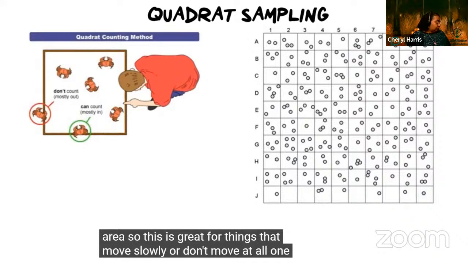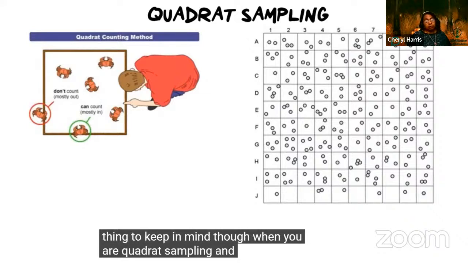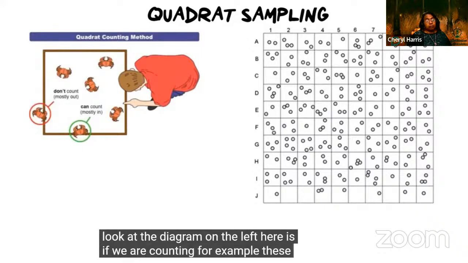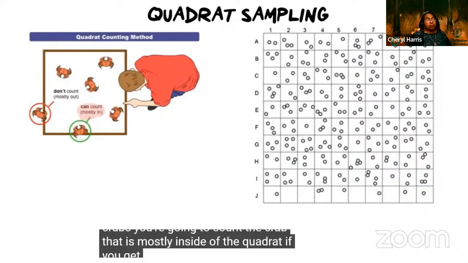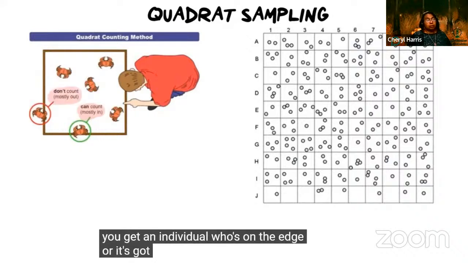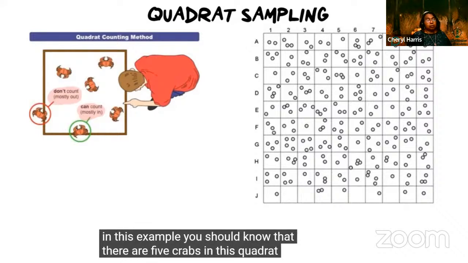One thing to keep in mind when you are quadrat sampling, and you can have a look at the diagram on the left here, is if we are counting, for example, these crabs, you're going to count the crab that is mostly inside of the quadrat. If you get an individual who's on the edge or has most of its body on the outside, you're not going to count it. So in this example, you should know that there are 5 crabs in this quadrat and not 6.